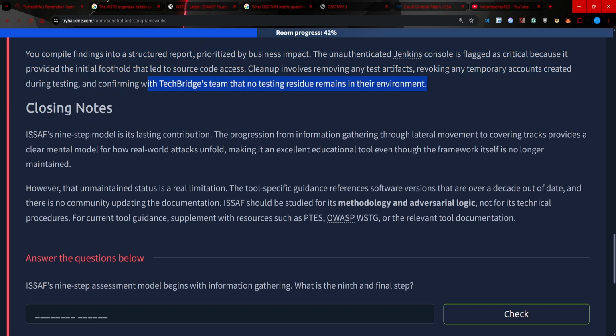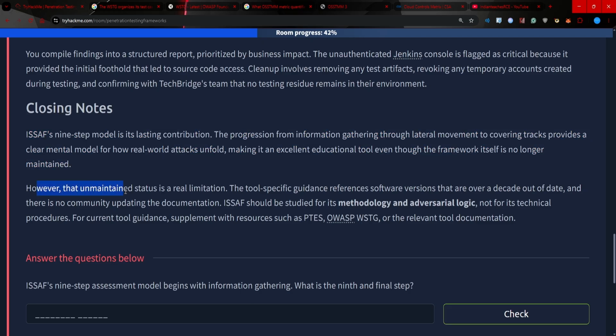Closing notes. The ISSAF 9-step model is its lasting contribution. The progression from information gathering through lateral movement to covering tracks provides a clear mental model for how real-world attacks unfold, making it an excellent educational tool even though the framework itself is no longer maintained.